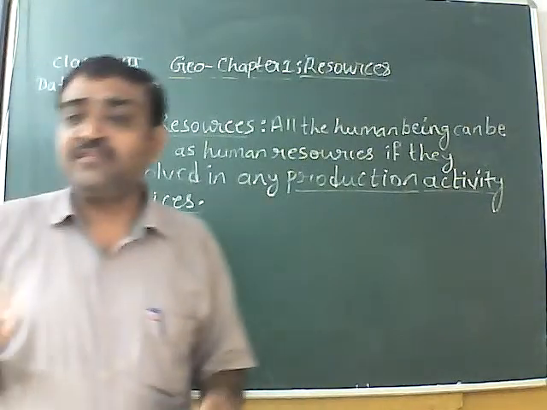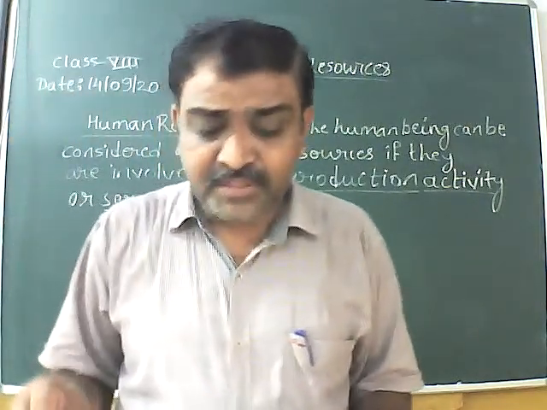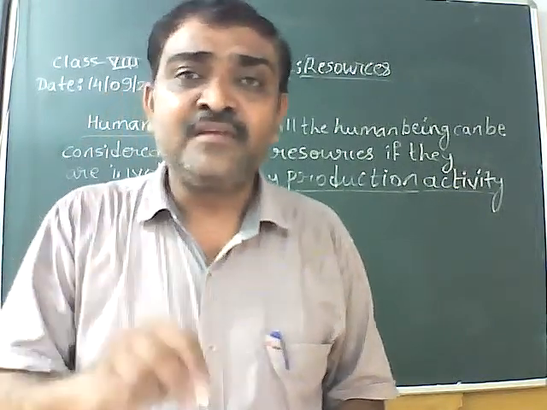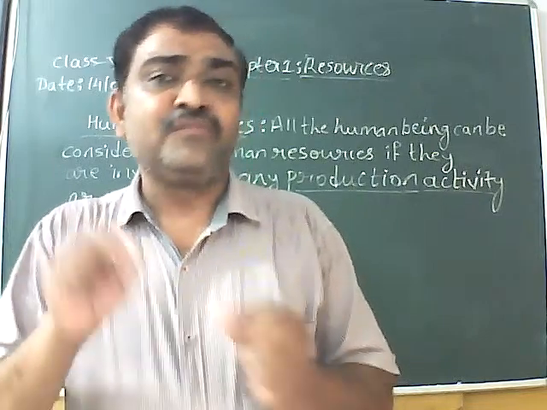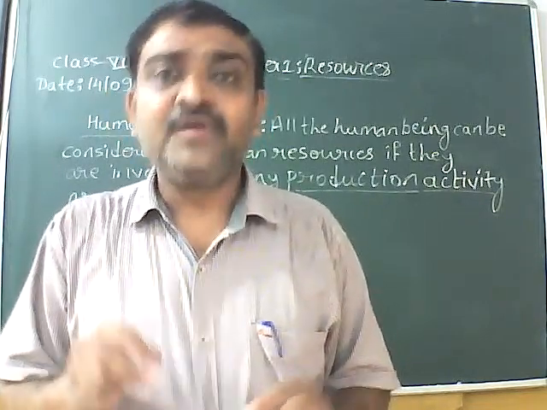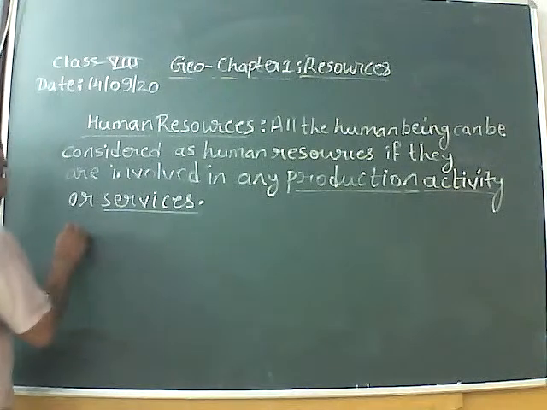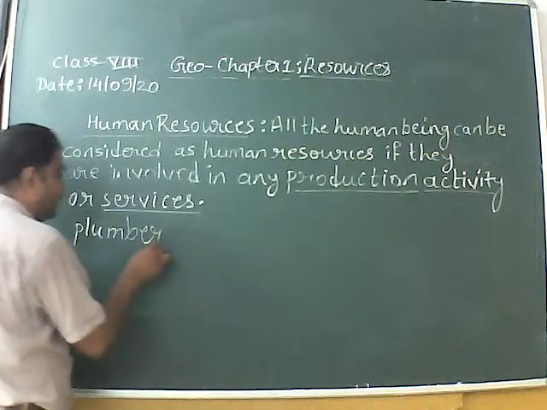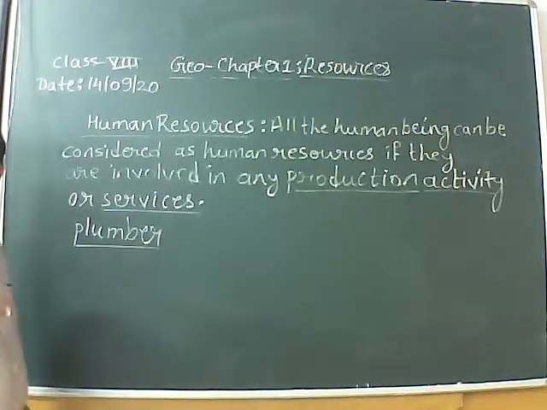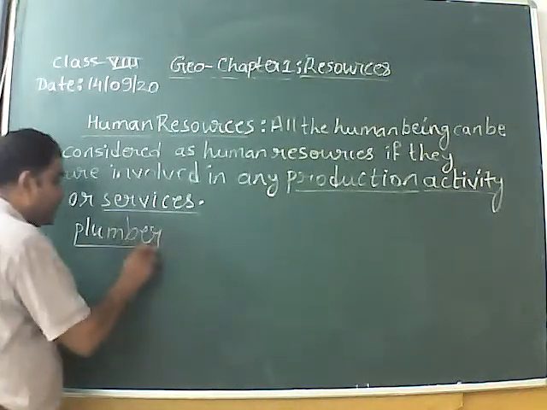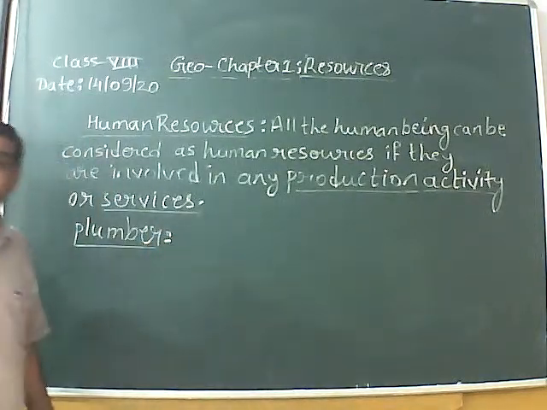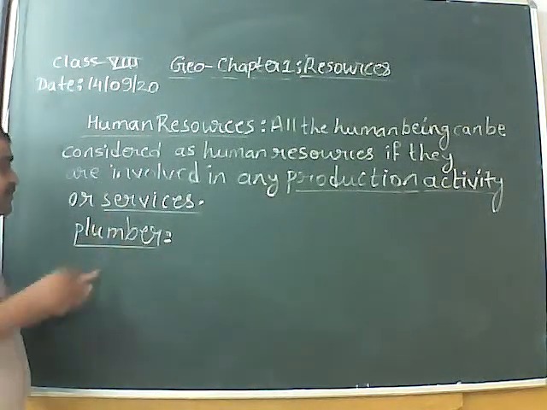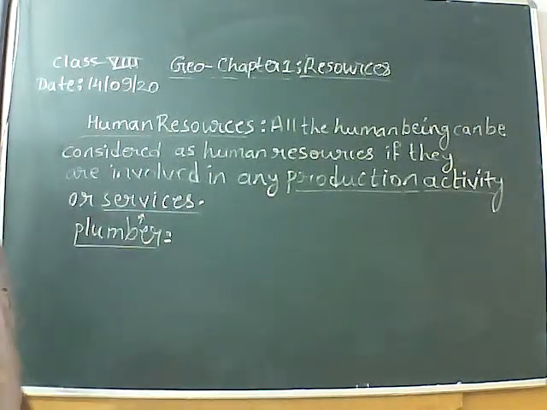ठीक है, या तो किसी वस्तु का निर्माण कर रहा है, प्रोडक्ट प्रोड्यूस कर रहा है, or either the person is involved in providing the services. Got it? So that is the human resource. For example, if we have a plumber, what does the plumber do? The plumber is repairing the sanitary wares. नल वगैरह ठीक करता है ना. So the plumber is involved in providing services.